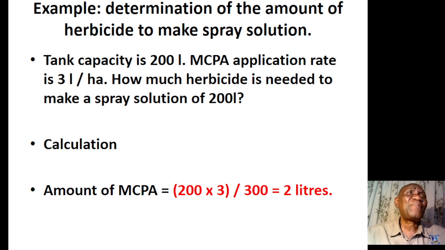If your tank capacity was 200 and you want to apply MCPA 3 liters per hectare, the calculation is as follows. It will be 200 times 3 divided by 300. So you will need to take 2 liters of MCPA and put it in the tank and thoroughly mix before spraying.